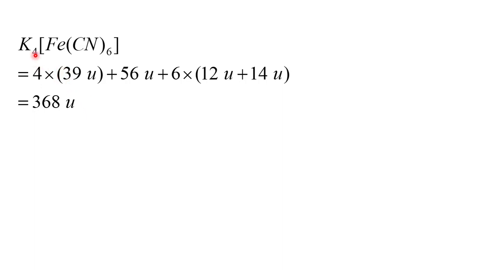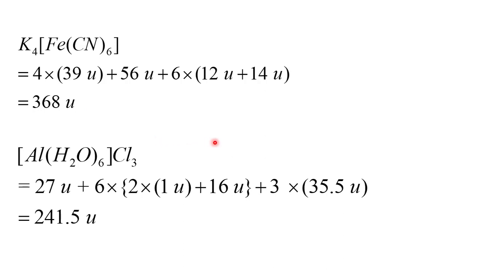So, 4 atoms of potassium, 4 multiplied by the atomic mass of potassium. Iron, there is only one atom of iron, so 56. Here carbon and nitrogen, there are 6 atoms each. So 6 multiplied by the atomic mass of carbon plus 14, that is the atomic mass of nitrogen. If you solve them, the total mass of K4[Fe(CN)6] comes out to be 368 unified mass.